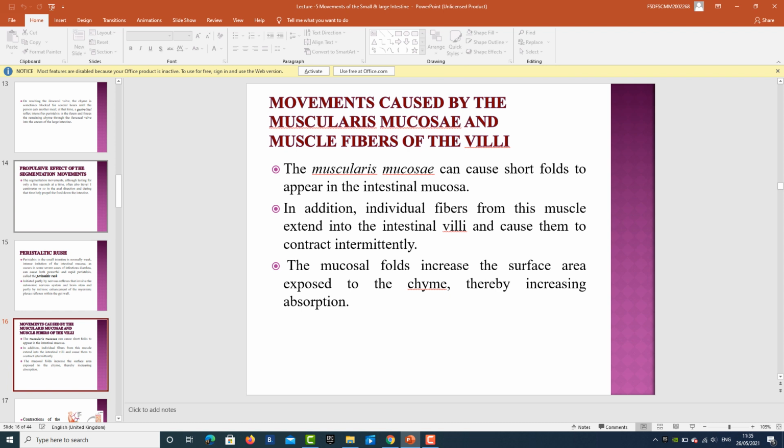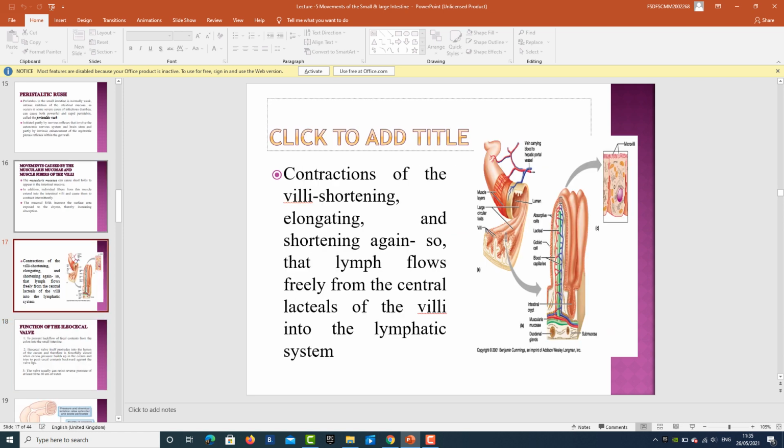Movements caused by the muscularis mucosae and muscle fibers of the villi. The muscularis mucosae can cause short folds to appear in the intestinal mucosa. In addition, individual fibers from this muscle extend into the intestinal villi and cause them to contract intermittently. The mucosal folds increase the surface area exposed to chyme, thereby increasing absorption. Contractions of the villi, shortening, elongating, and shortening again, let lymph flow freely from the central lacteals of the villi into the lymphatic system.